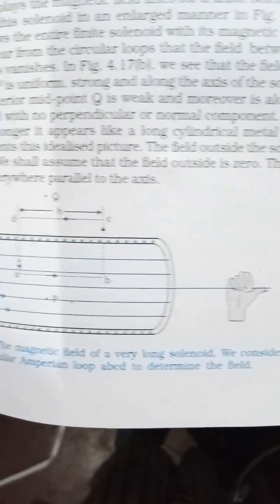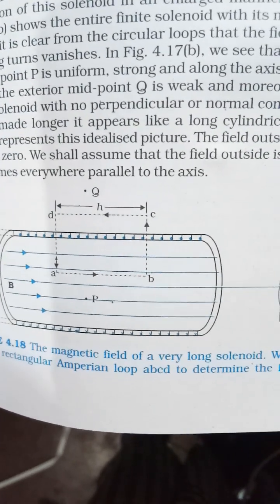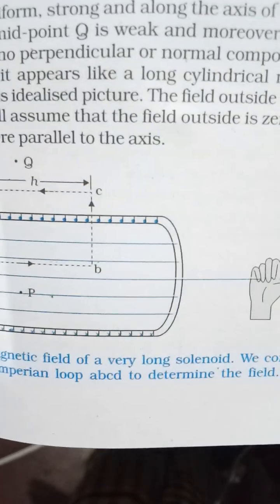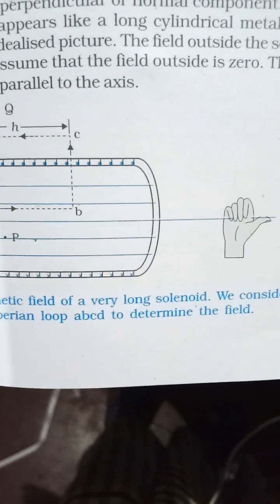We consider a rectangular Amperian loop. As you see, ABCD is used to determine the field.